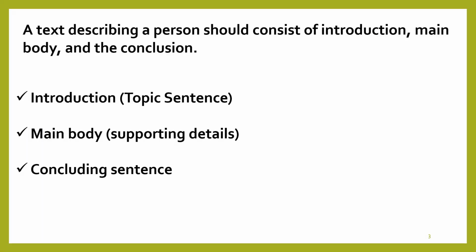In the previous lesson, I already shared with you the structure of the paragraph and what comes in each part of the paragraph. So let's quickly revise it and then we'll start writing. A text describing a person should contain an introduction, main body, and a conclusion. We have seen how to write the introduction, the introductory sentence or topic sentence of the paragraph, then what comes in the main details and the concluding sentence.